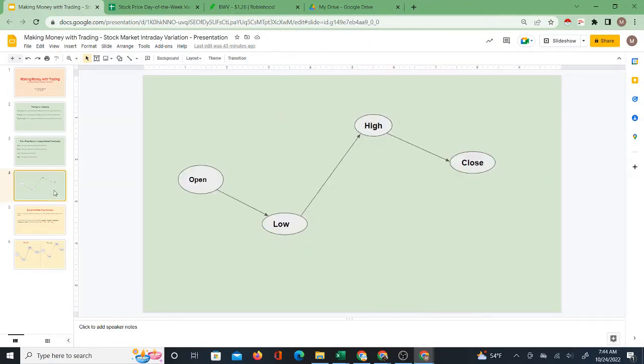All right, now I had a simple diagram I put together just to give you an idea of how it could move without looking at actual numbers. You could open here, then drop down to a low, for instance, climb up to this high, and then end by dropping back down to a closing price. It doesn't have to be in this order. The high could be before the low as well, but this is just an example of how the price can move throughout a day in a very basic way, just looking at the 4 points.